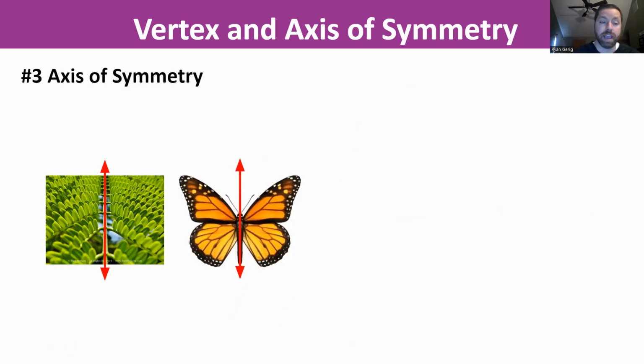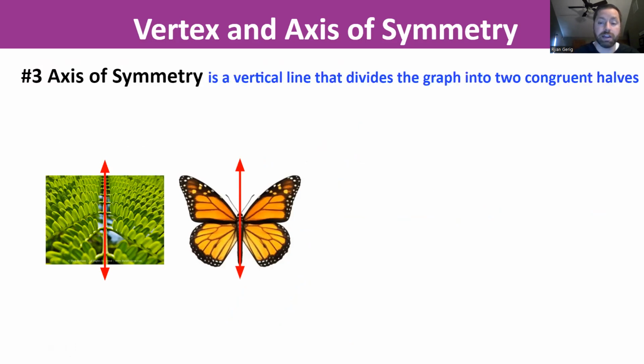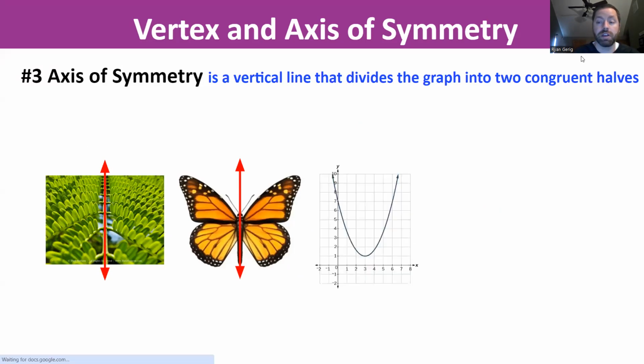For a parabola, the axis of symmetry is a vertical line that divides the graph into two congruent halves, or two equal halves. So here's a parabola. The axis of symmetry is the vertical line that goes right down the middle. If I fold it over that line, it's going to land on the other half of the parabola.